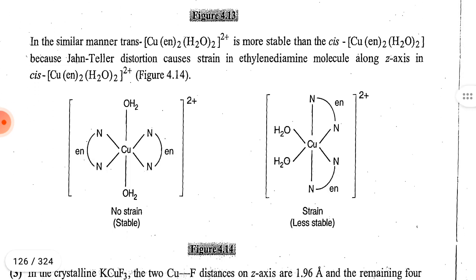In a similar manner, trans-[Cu(en)2(H2O)2]2+ is more stable than the cis. In cis-[Cu(en)2(H2O)2]2+, Jahn-Teller distortion causes strain in the ethylenediamine molecule along the z-axis. No strain, stable; strain, less stable.